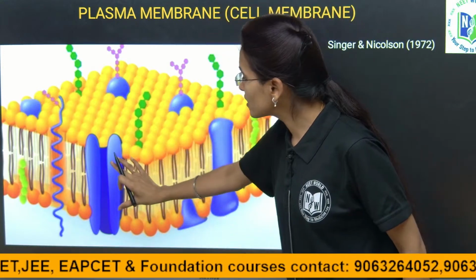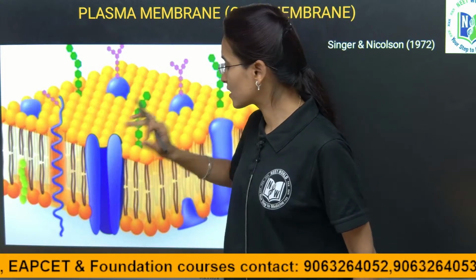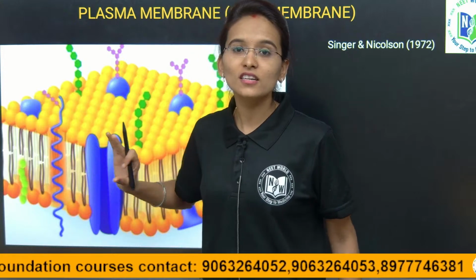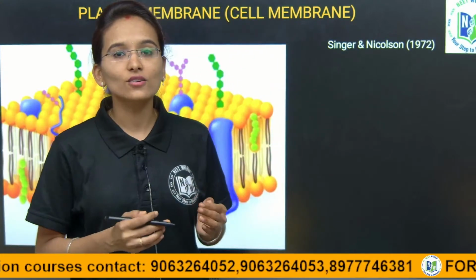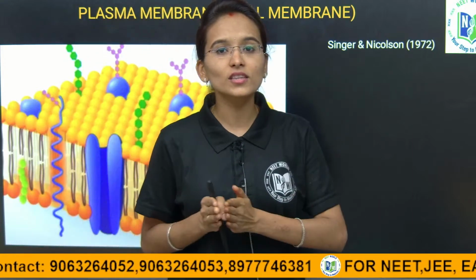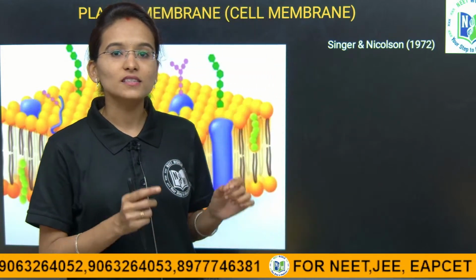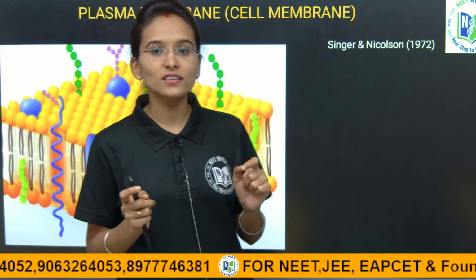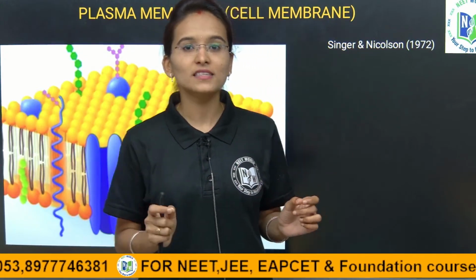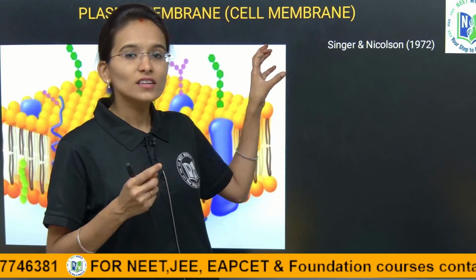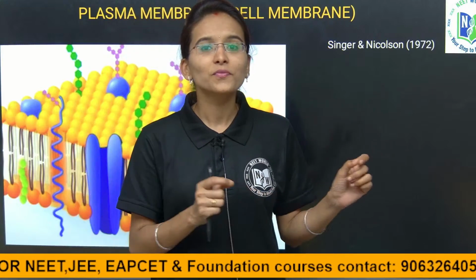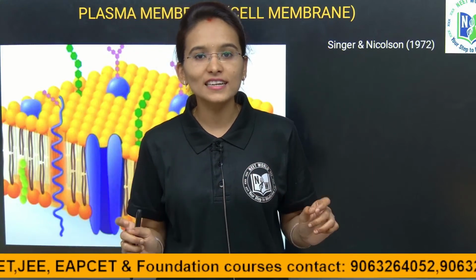And here we have the carriers, and the channel proteins, which are meant to transport ions like sodium ions or potassium ions. Now if we look into the transport mechanisms, that is active or passive. The passive transport mechanism in the plasma membrane is of two types. It may be either simple diffusion or facilitated diffusion.